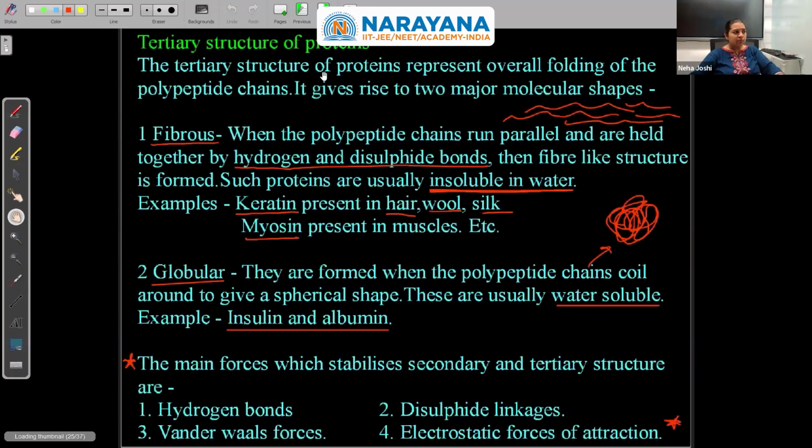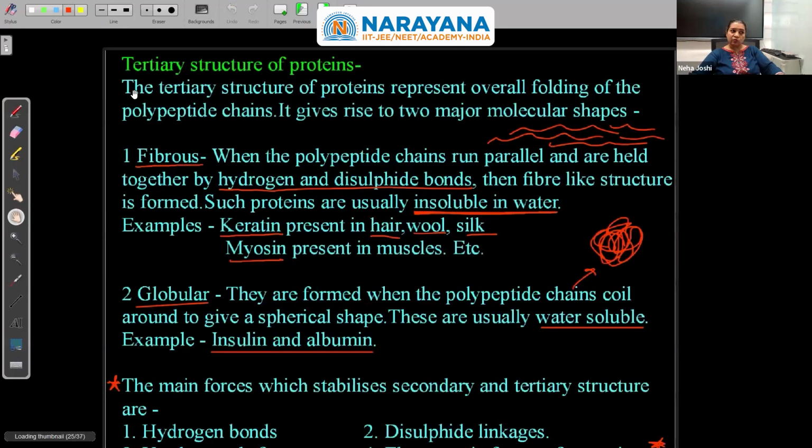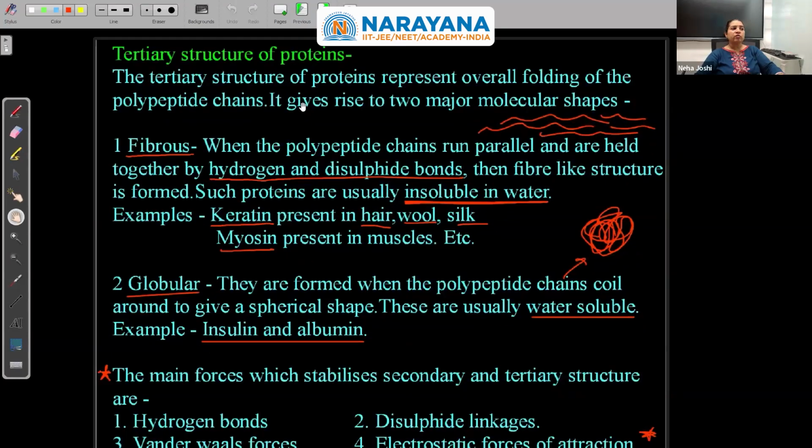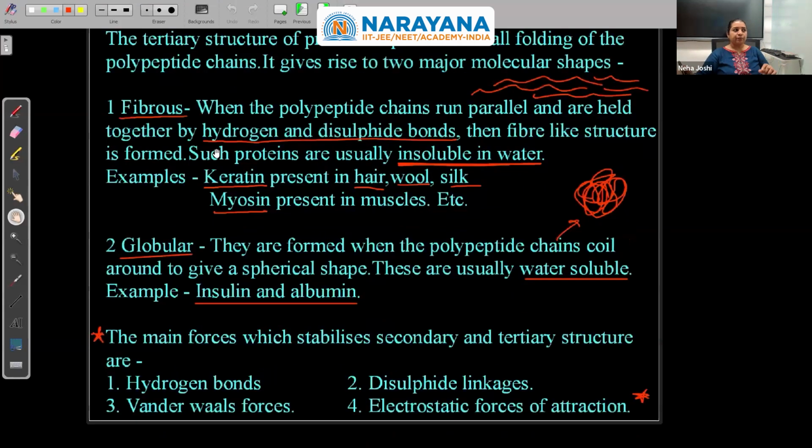Tertiary structure is not in the syllabus, but the types are in the syllabus, so we have to do a little. The tertiary structure of protein represents overall folding of a polypeptide chain. It gives rise to two major molecular shapes. One is fibrous, which is thread-like, fiber-like. When the polypeptide chains run parallel and are held together by hydrogen and disulfide bonds, then the fiber-like structure is formed, and these are insoluble in water. Example, keratin, which is present in our skin, hair, wool, nails, etc. Myosin, which is present in muscles.